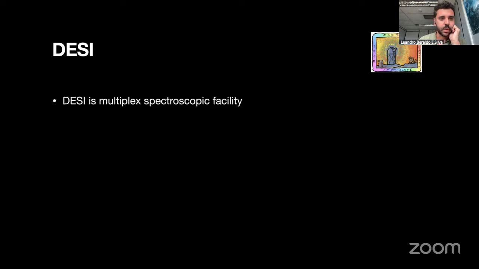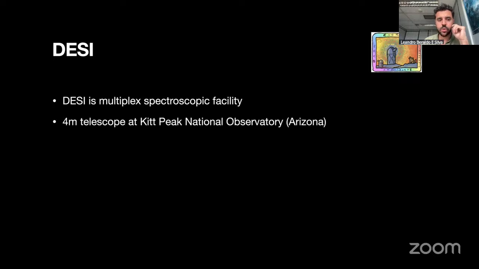So after all this theory, I hope you survived. But now I'll say a few words about the DESI survey, and I think I'm close to time here. DESI is a multiplex spectroscopic facility. It's installed in a 4-meter telescope at the Kitt Peak National Observatory in Arizona. It has 5,000 optic fibers that are robotically operated. So this is a very efficient way of taking many spectra at the same time.